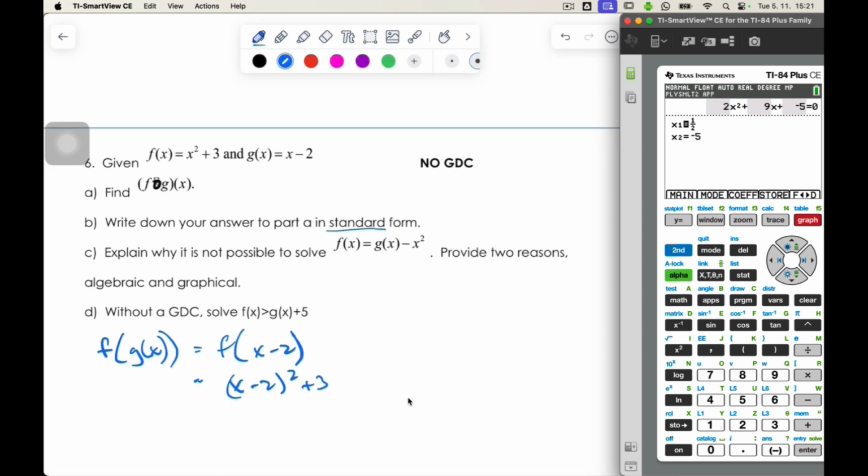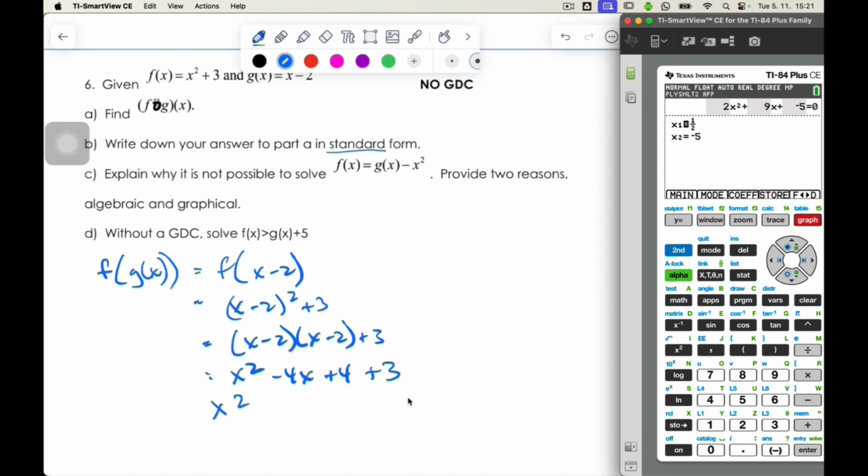But to put it into standard form, I just multiply it out. So I go x minus 2 times x minus 2 plus 3, which is x squared minus 4x plus 4 plus 3. So x squared minus 4x plus 7 is f of g of x in standard form. This is sufficient for A part, and this is B part.